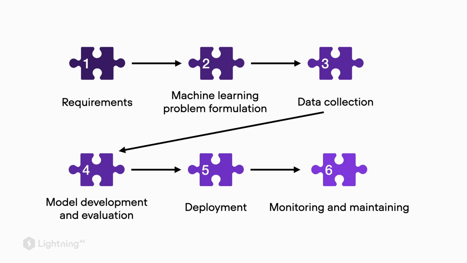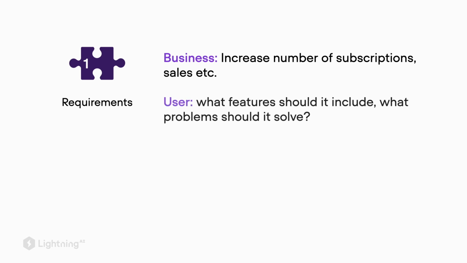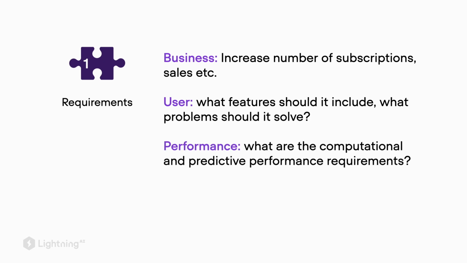So before we start designing our machine learning system, it's useful to think about the requirements of our system. So for example, we may have business requirements such as increasing the number of subscriptions or sales. Or for example, there are user requirements where we want to think about what features our machine learning system should contain. And then there are of course also performance requirements, computational and predictive performance requirements. So these are all things that are good to flesh out before we design our machine learning system.